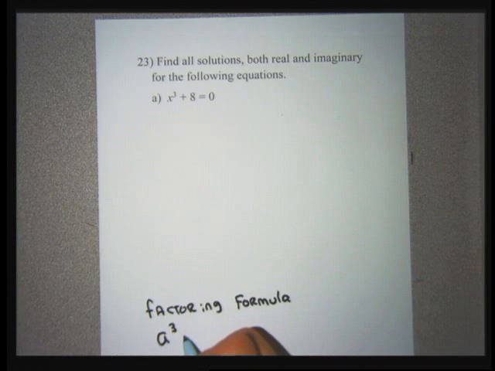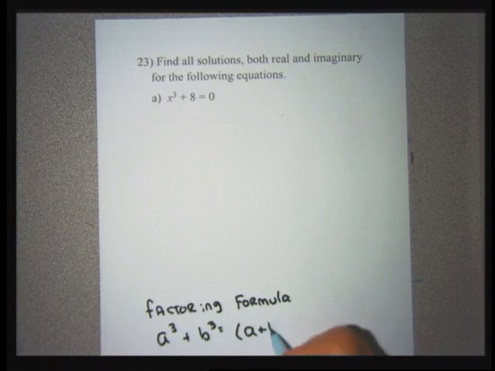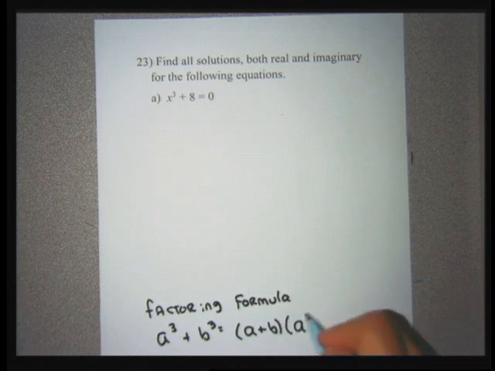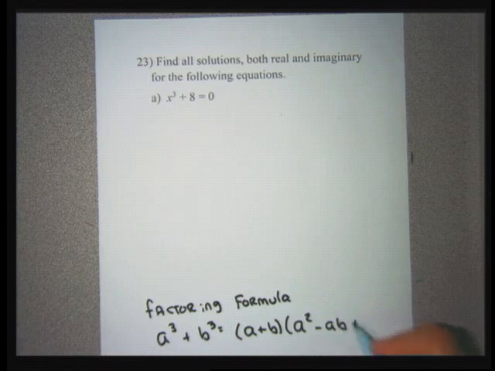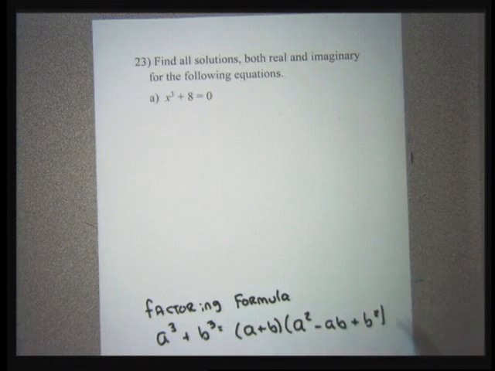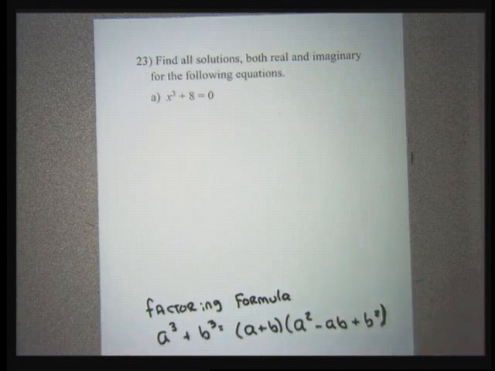And that formula is a cubed plus b cubed equals a plus b times a squared minus ab plus b squared. I started teaching at GCC in 1994, and my very first semester at GCC, I taught this formula wrong. I had a 2 in front of the ab, and my students learned it wrong, and no, I don't teach it wrong anymore.